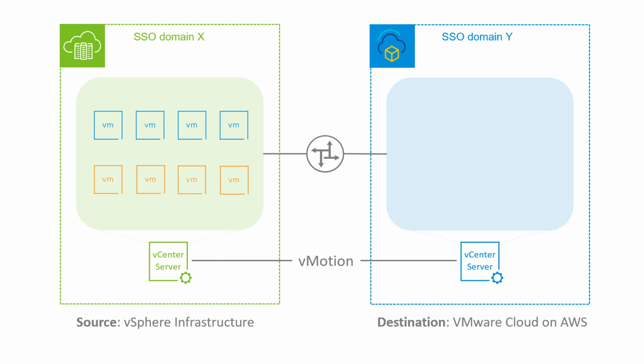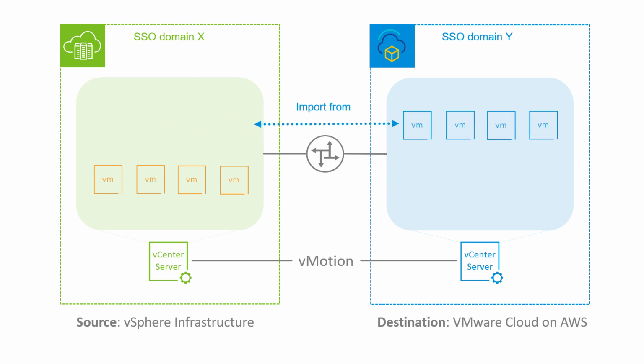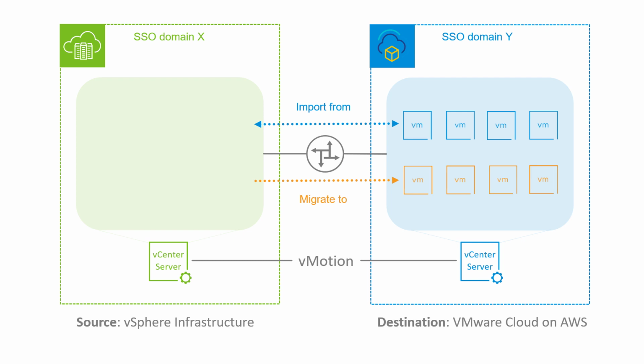There's two workflows that we can utilize in this specific scenario. We have the import from function, so initiated from the destination vCenter server, and we can import or bulk import virtual machines from the source vCenter server instance. Now we also can initiate a migration from the source as well and choose the migrate to workflow.